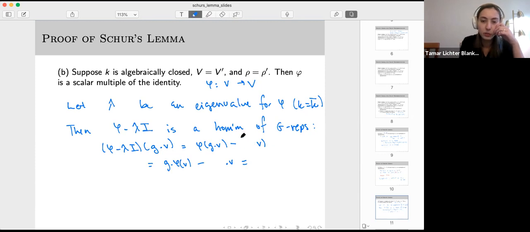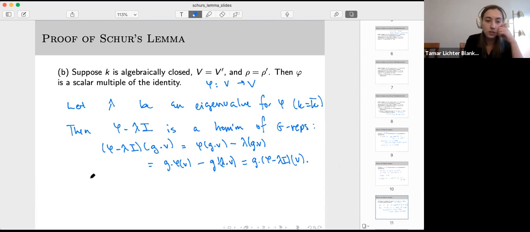So while I'm writing this, you can probably see where this is going. Lambda g dot v. And so lambda moves past the g dot lambda v. I can't get this right. G dot lambda times v, parentheses. This is scalar multiplication. And this is just g dot phi, g applied to this vector, which is phi minus lambda I of v. So the whole point of this was just to show this is a homomorphism of G representations.